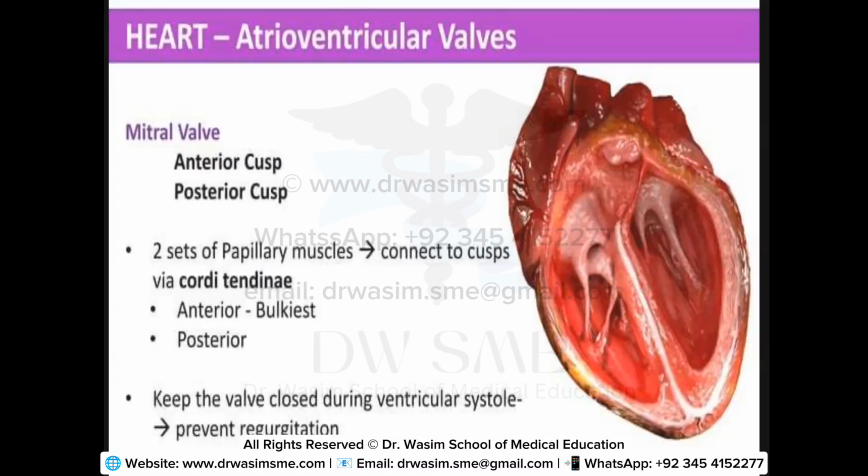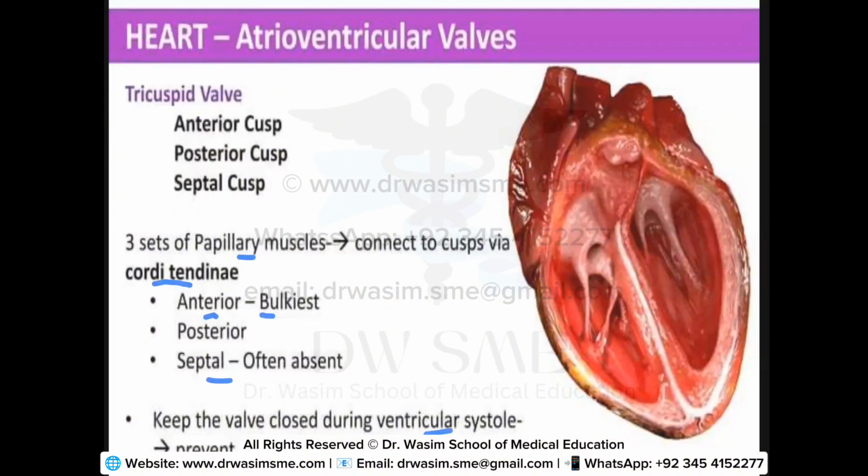Then we have the mitral valve. It has anterior and posterior cusps, and again the function is the same, and it is attached in a similar fashion to these papillary muscles. So you need to know the number of cusps and what their names are. We have anterior and posterior for mitral, and we have the anterior, posterior, and septal for the tricuspid valve.